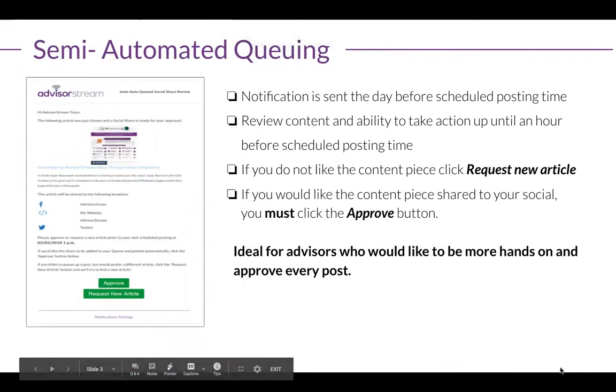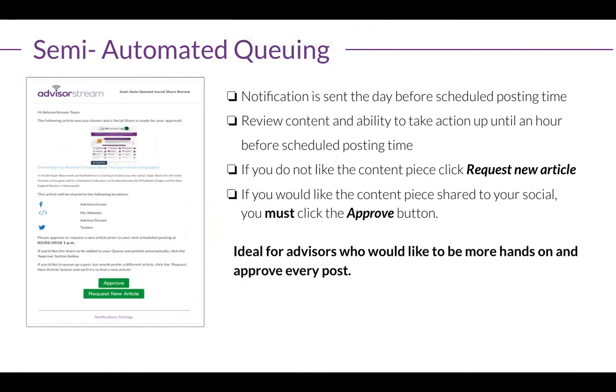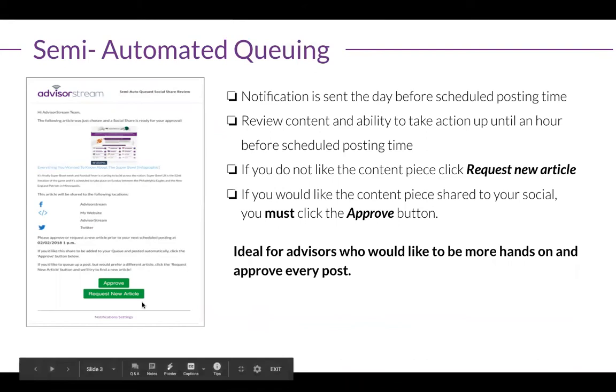If you were happy with the selection, no action is needed and the article will share at the scheduled time. If you would like to be a little more hands-on, you can select the semi-auto queuing option. This will mean every article must be approved by you prior to the posting time. You can approve either within the email notification we send you, as shown here, or you can request a new article from within this area.